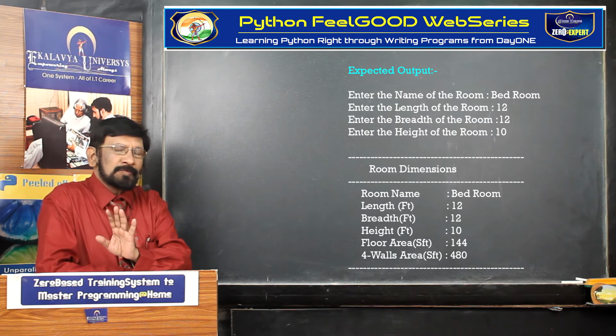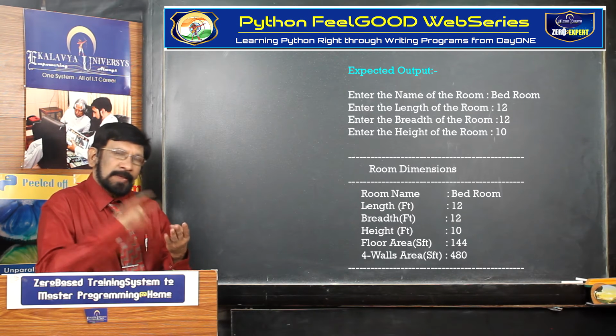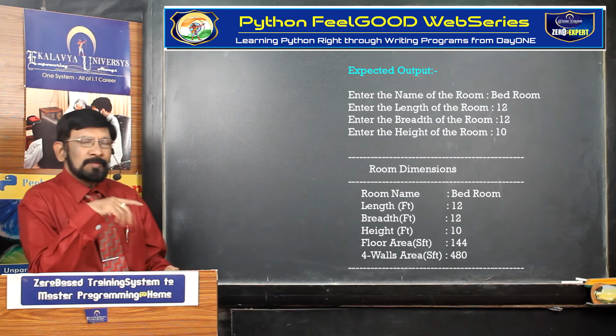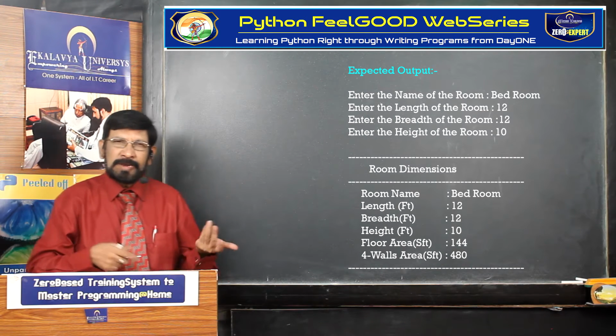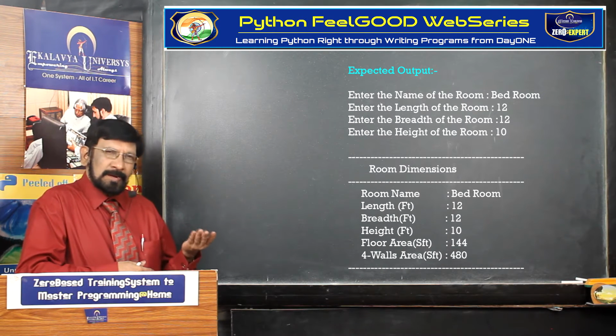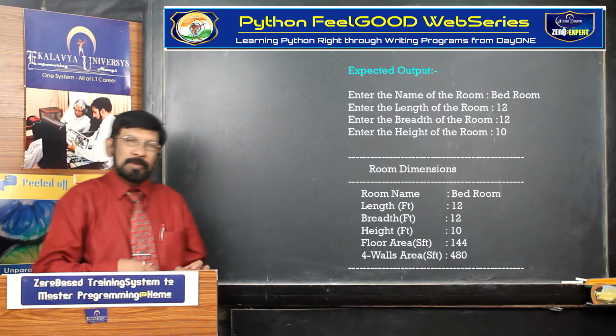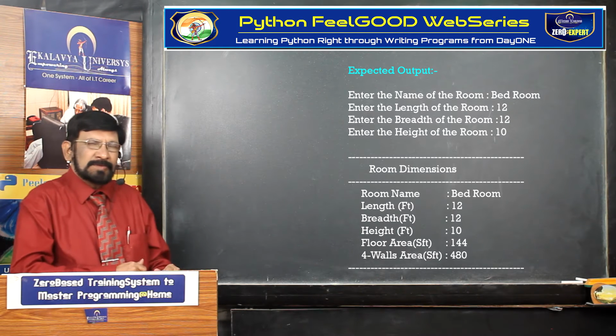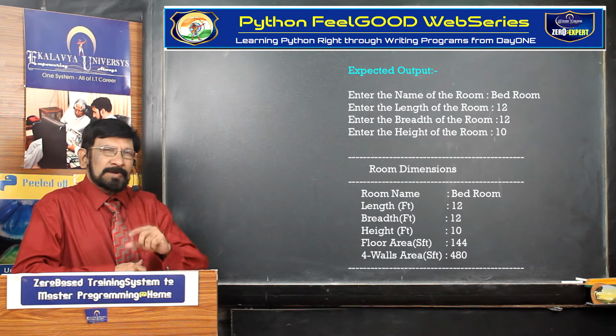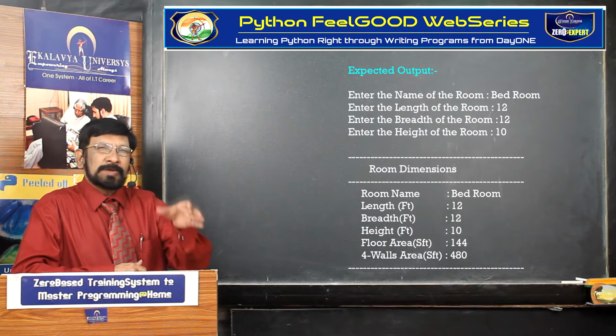What are the 4 input values? One is the name of the room. Why the name of the room? Actually, in our house, many rooms are there. Normally, drawing room, bedroom, study room, kitchen, bathroom, etc. So, here professionalism means everything, whatever you are doing, you must explain fully.